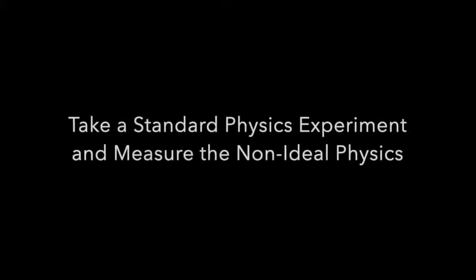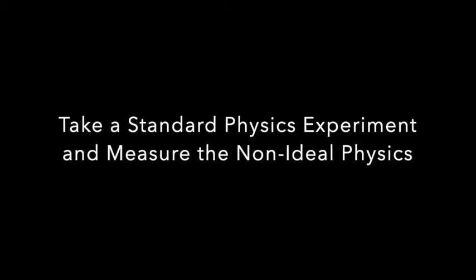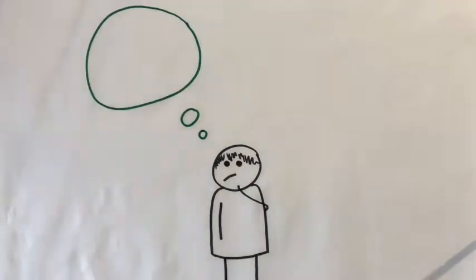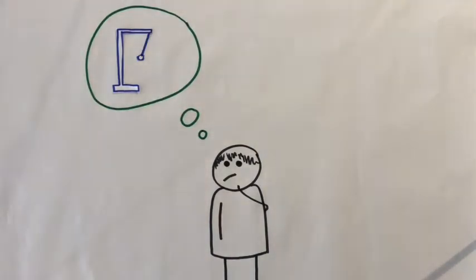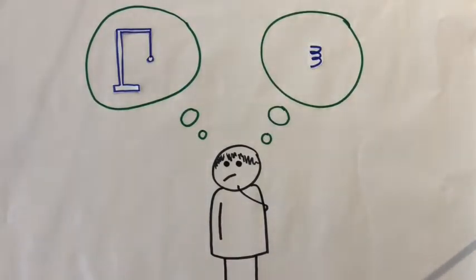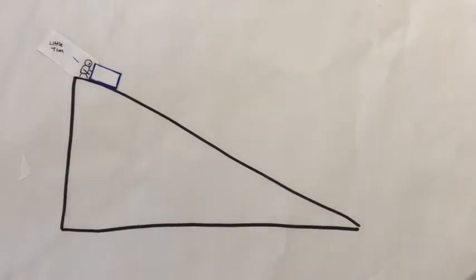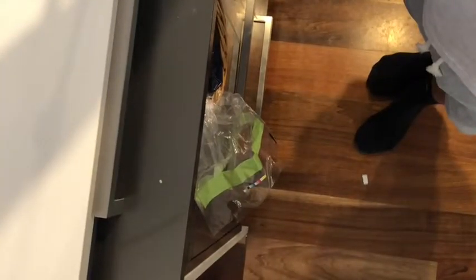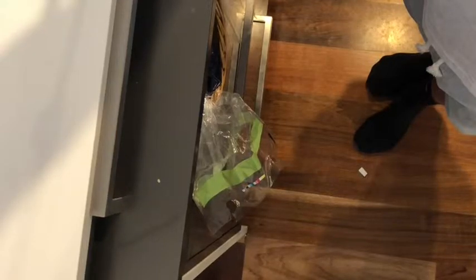In this week's practical, we were assigned the task of taking a standard physics experiment and measuring the non-ideal physics. After brainstorming a number of ideas including pendulums and springs, we decided to examine the non-ideal physics of a weight sliding down a ramp. In the ideal experiment, the ramp would be frictionless, meaning that after the mass reaches flat ground, it would continue at a constant velocity. However, as there are non-ideal forces acting upon the weight, this wouldn't be the case.